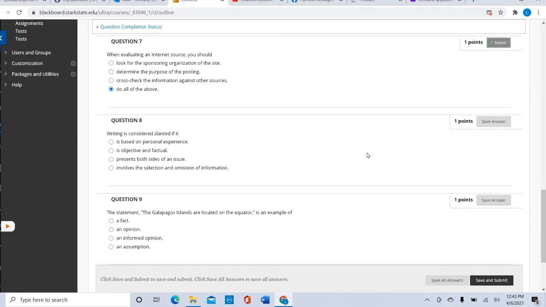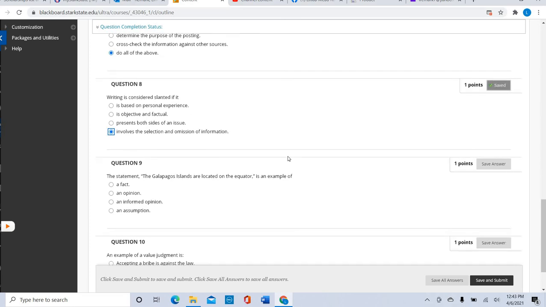Question 8, writing is considered slanted. That's another word for biased, basically. It could be, if it's based on personal experience, depending on how you're presenting that. Objective and factual, that's not slanted, that's the opposite. Presents both sides of an issue, again, that's the opposite of slanted. Involves a selection and omission of information. That's the best answer. I would say sometimes your personal experience could be slanted, but this is a clear definition of bias: you decide what to discuss and what to leave out.